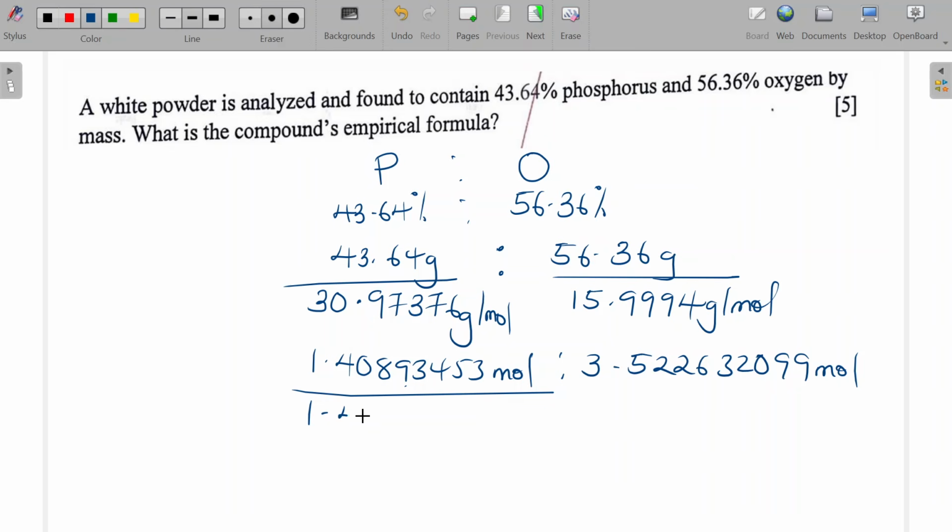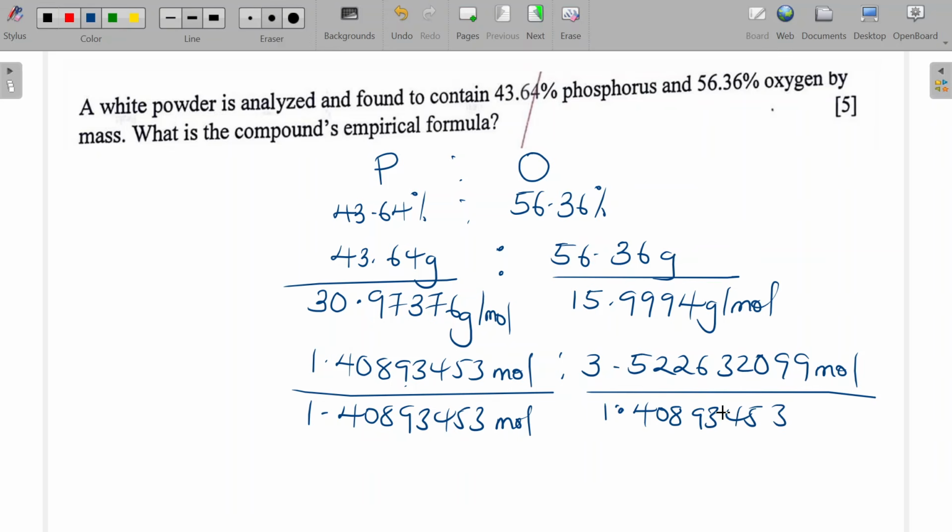So here it is 1.40893453 moles. Even this side, do the same thing, which will be 1.40893453. When you divide by that, this side is going to be 1, and to this side, when we divide with 1.40893453, it is giving you 2.5.